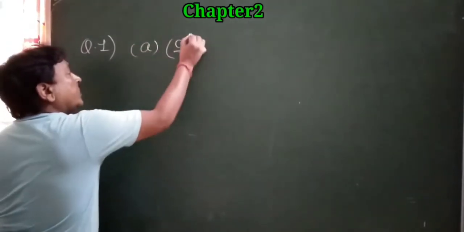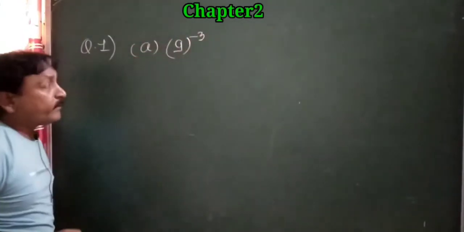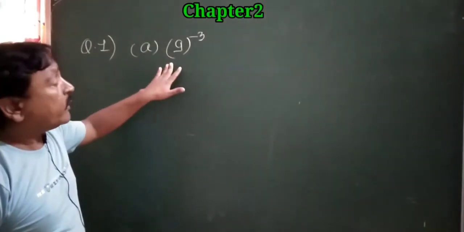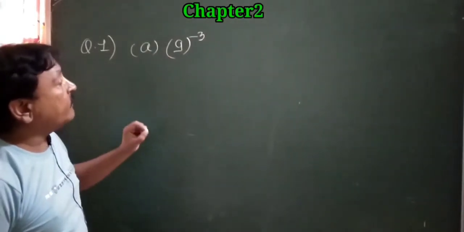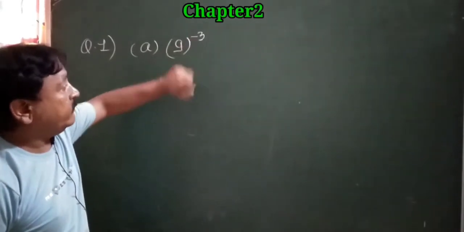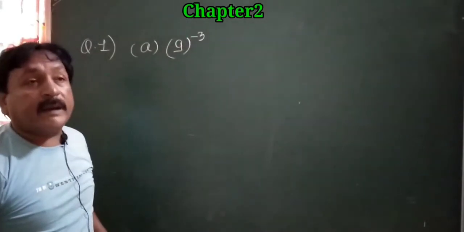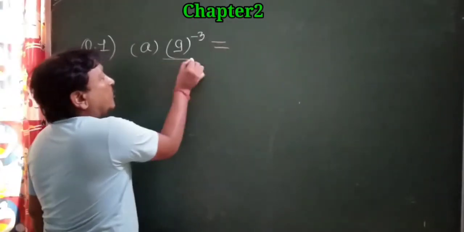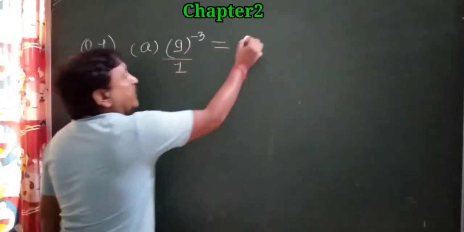Nine raised to the power minus 3. Okay, so we have to solve it. We have to find the answer. Okay, how? First of all, always keep one thing in mind: if the power is negative, first of all make it positive before solving it. So it is written in the numerator, so we will send it to the denominator.